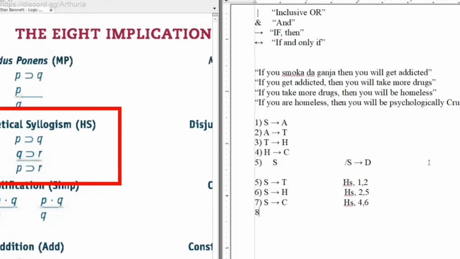Okay, so now if we're here, instead of proving this, I just want to prove that you're gonna be psychologically crushed. THC. That's good. So now we're gonna show the bad argument. If we have S now, we know that you're smoking now, then we know that you're going to be psychologically crushed. But what rules do I use here to derive this?